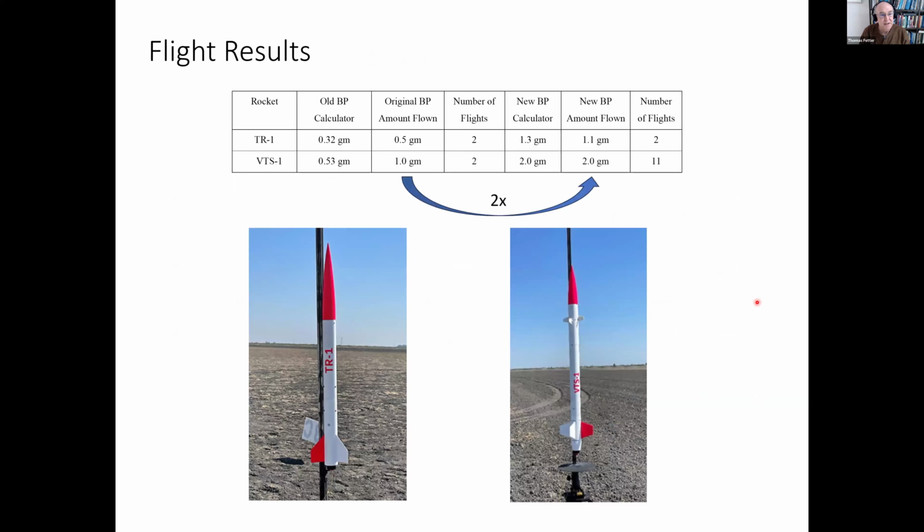Now, since then, I have actually flown both of the rockets that had originally experienced deployment failures, TR1 and VTS1, a number of times. And the amount of black powder I used, which was recommended by the new model, was twice what I had used originally when I had experienced the deployment failures. TR1 has flown an additional 2 times with the increased amount successfully, and VTS1, which is my vertical trajectory systems rocket, has flown an additional 11 times successfully.